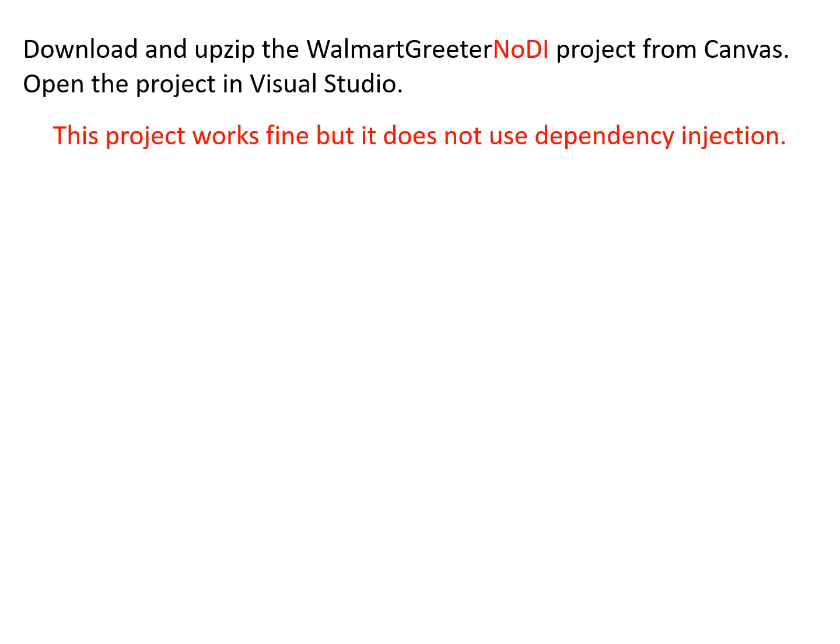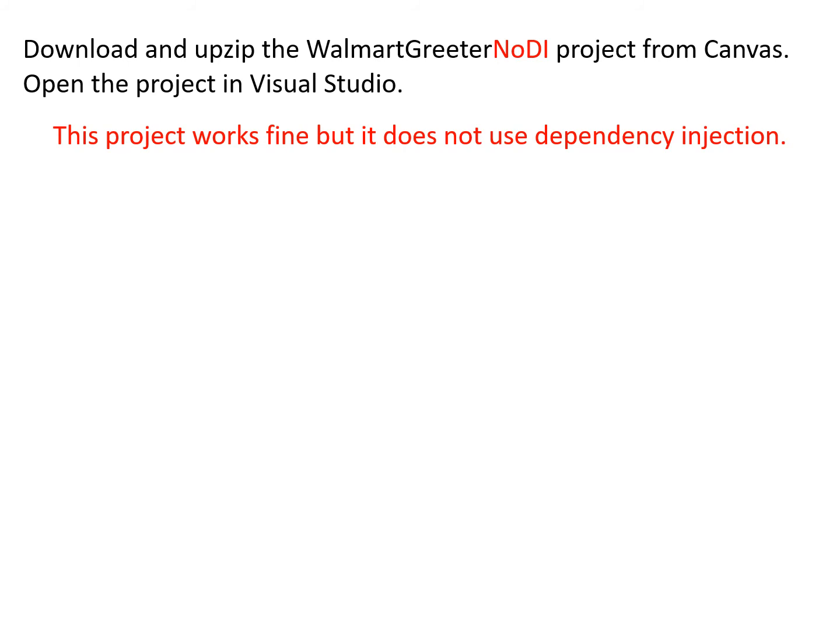So we need to learn how to use Ninject in order to add dependency injection within our applications. I've created this application that I've already talked about having to do with the Walmart greeter. It's out there on Canvas, and it's called Walmart Greeter No DI. That's the first one. There's also another one once we've added dependency injection.